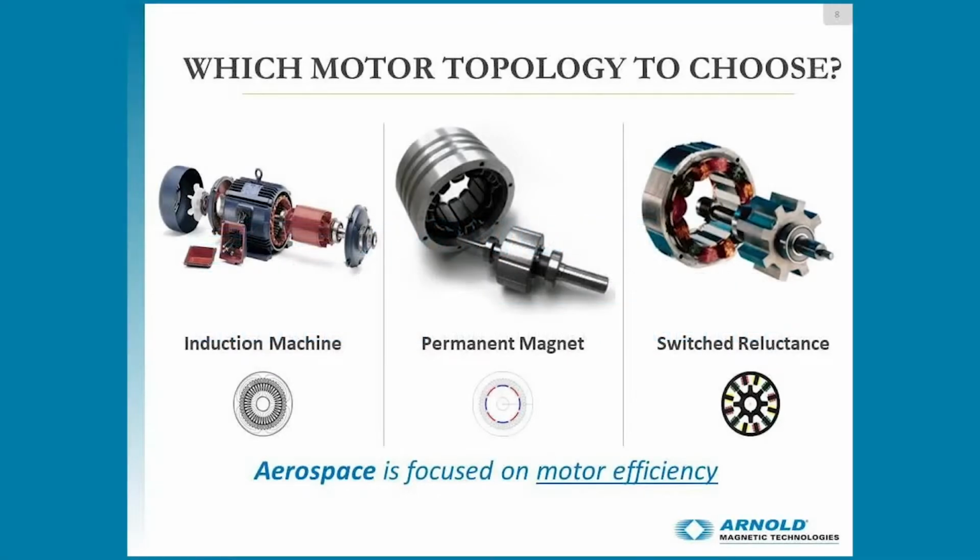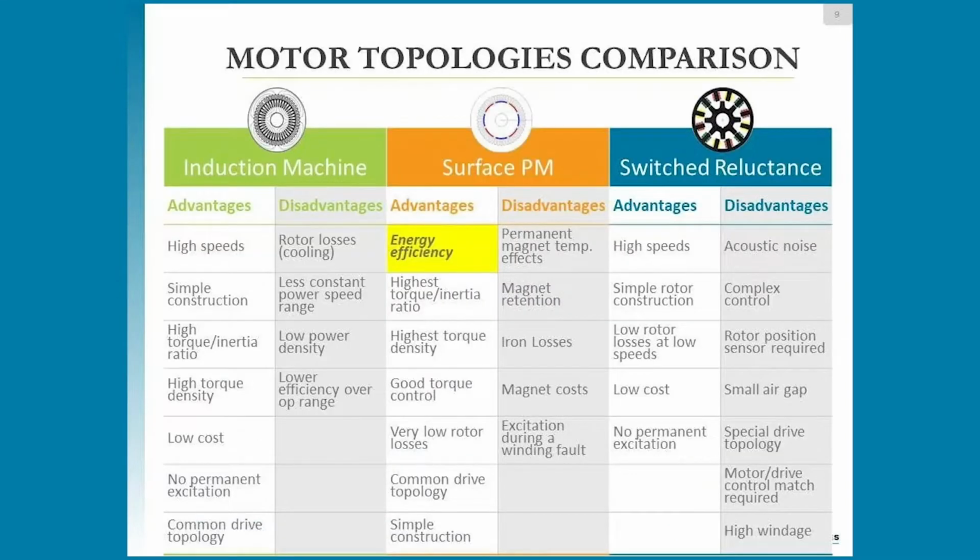So, which motor topology should we choose? We're going to look at the induction machine, a permanent magnet machine, and also a switched reluctance machine, because we know we are focused on energy efficiency. So taking the three different topologies that you see in front of you right now, we'll look at some of the advantages and disadvantages of these three topologies.